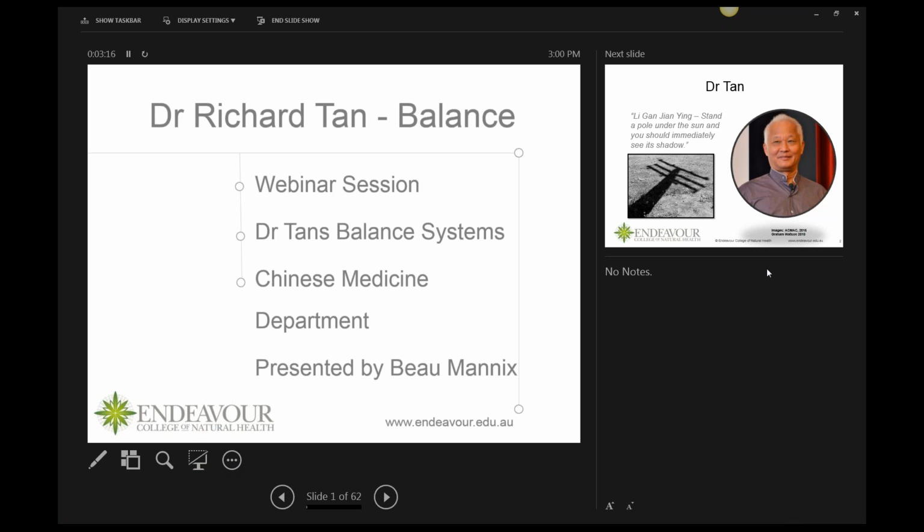Oh, there's the raise your hand button. There's the raise hand button, where you can either type stuff in or you can just raise a hand through there.